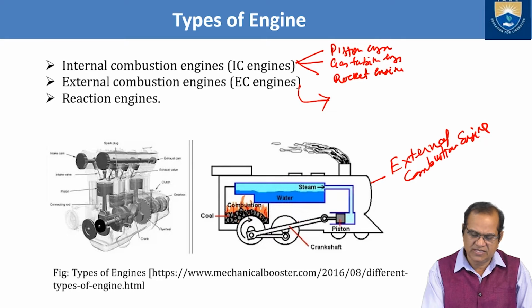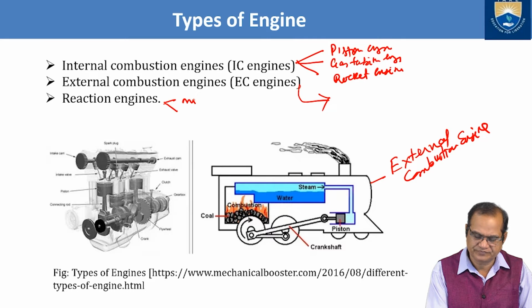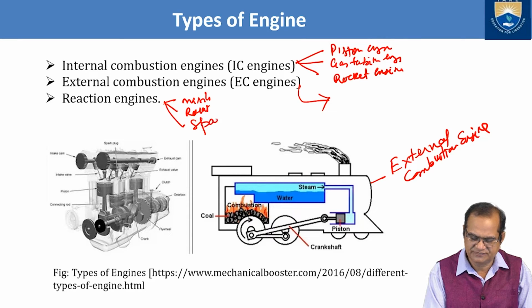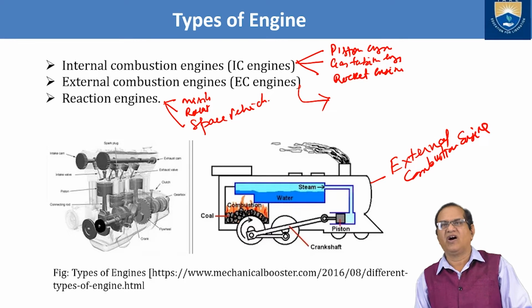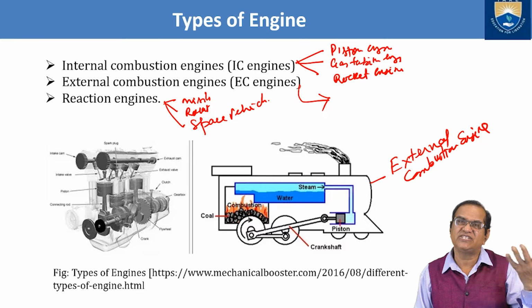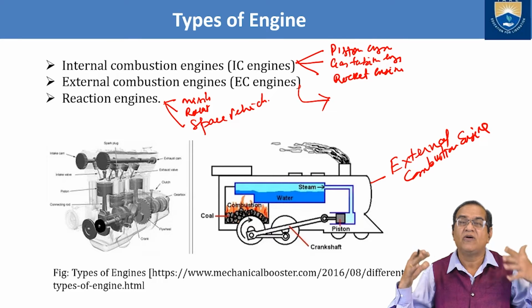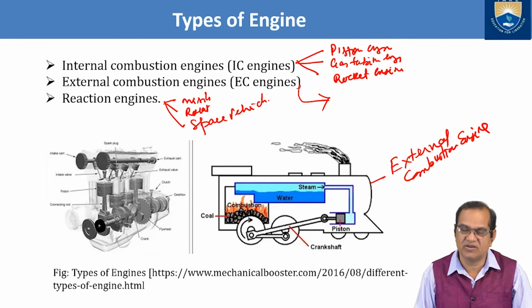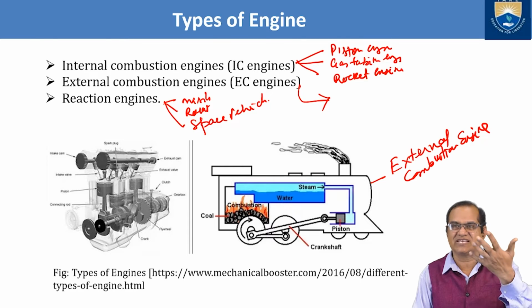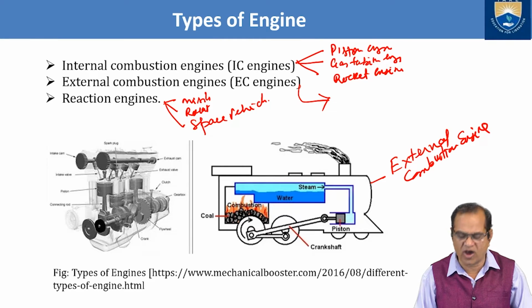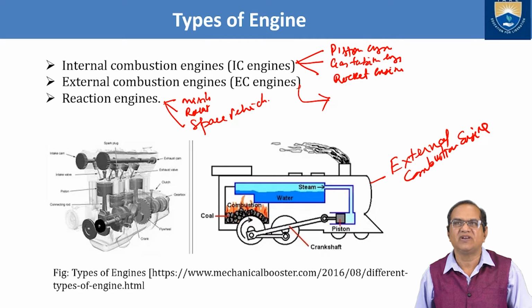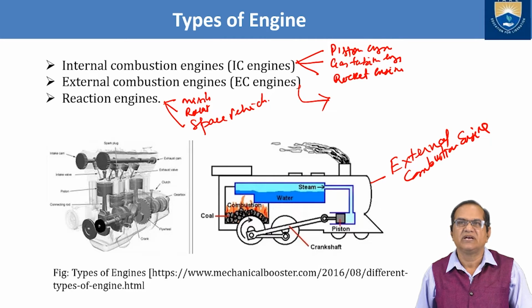The reaction engine you can see in missiles, rocket launchers, or space vehicles. They fall in the reaction engine category. This reaction engine can go where air is not available. So this reaction will give the action and it will move forward. So these are the types of engines which are used in our system.